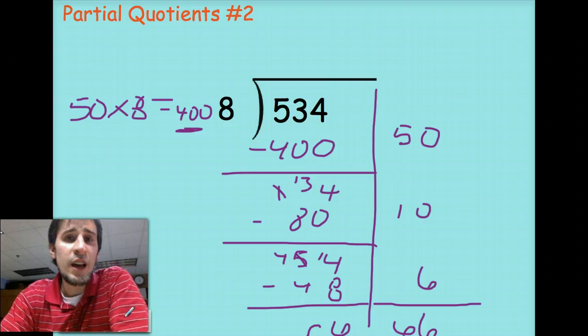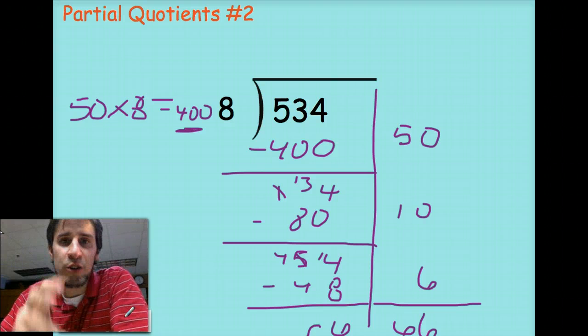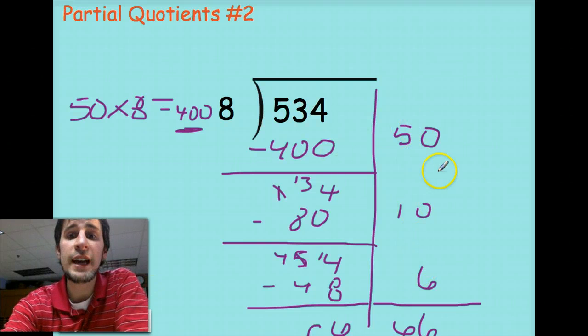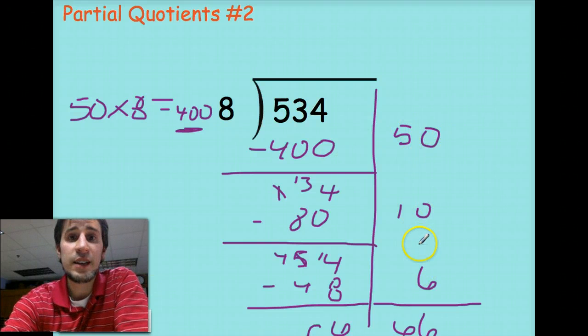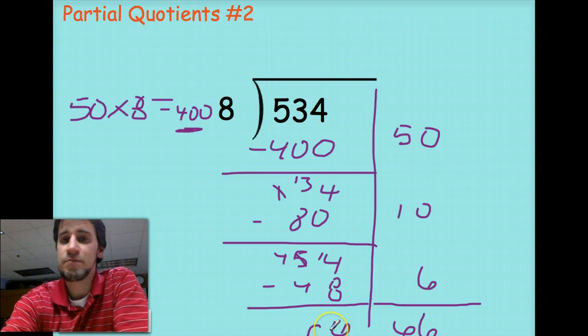So hopefully you're starting to grasp a little bit how you can do partial quotients. And you might even see that you had different numbers on the side here. That's okay. As long as you got the answer of 66 with a remainder of 6, you got the answer.